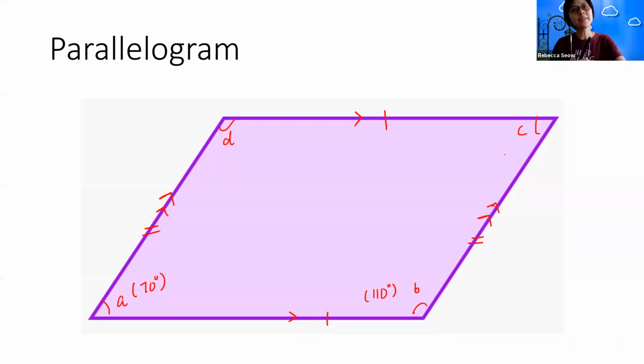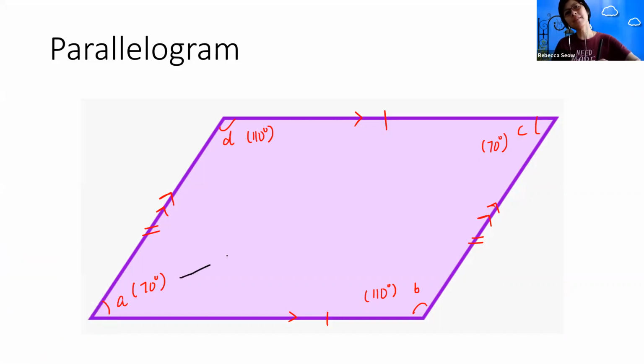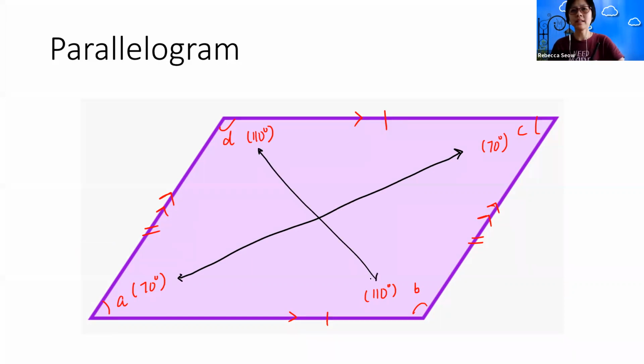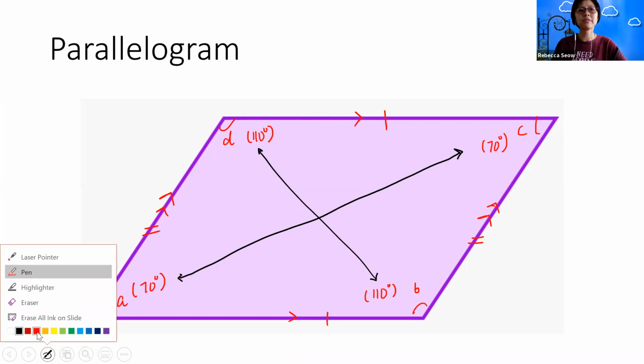So from there, we could find angle C using interior angles again. 180 take away 110 makes 70. And angle D will be 110 degrees, again based on interior angles. So what we can observe from here is that angles in a parallelogram that are opposite to each other are actually the same. Opposite angles in a parallelogram are the same. Okay, so just take note of that. This is a very useful hint.